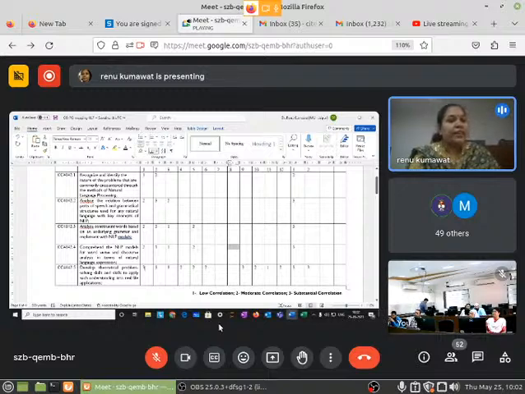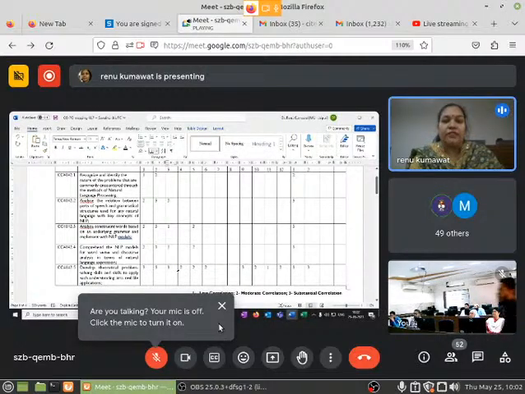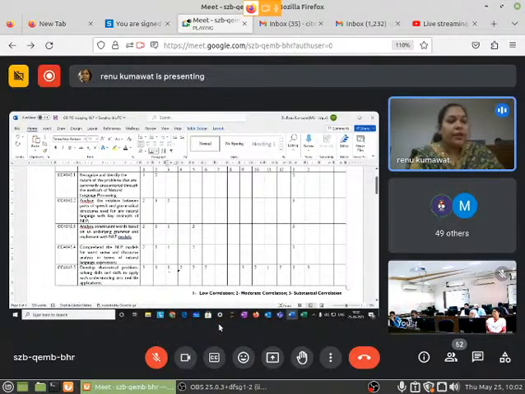PO number 1, where he is applying the engineering knowledge, high correlation with PO2 where he is doing problem analysis, high correlation with PO3 where he is designing and developing a solution, moderate correlation with conducting the investigation, means he will ask them to review some papers or already implemented solutions. Then modern tool usage.